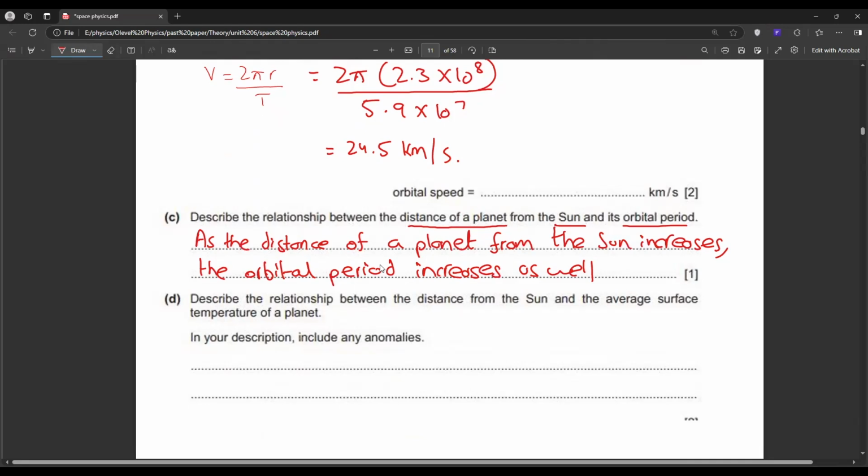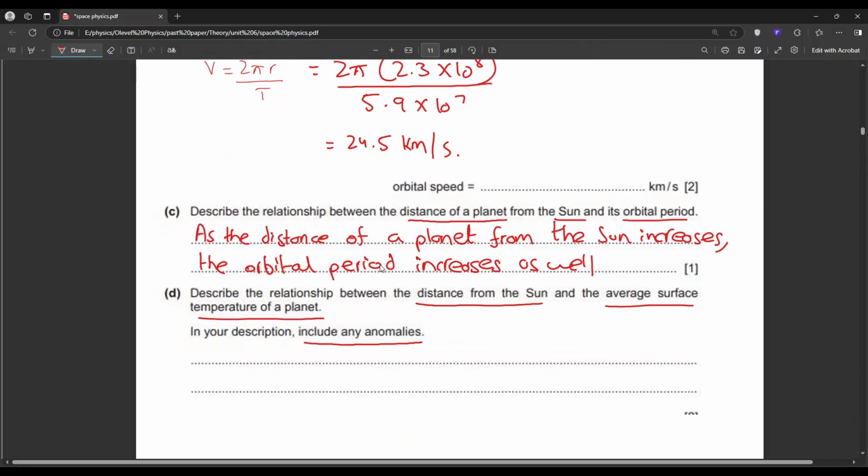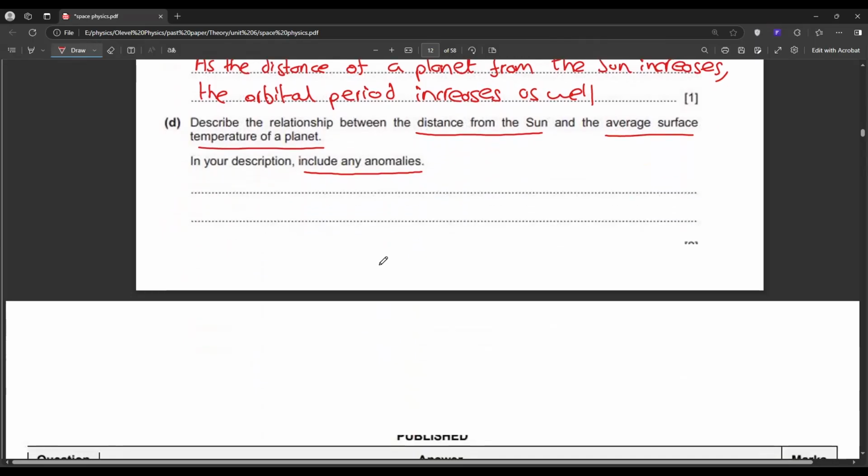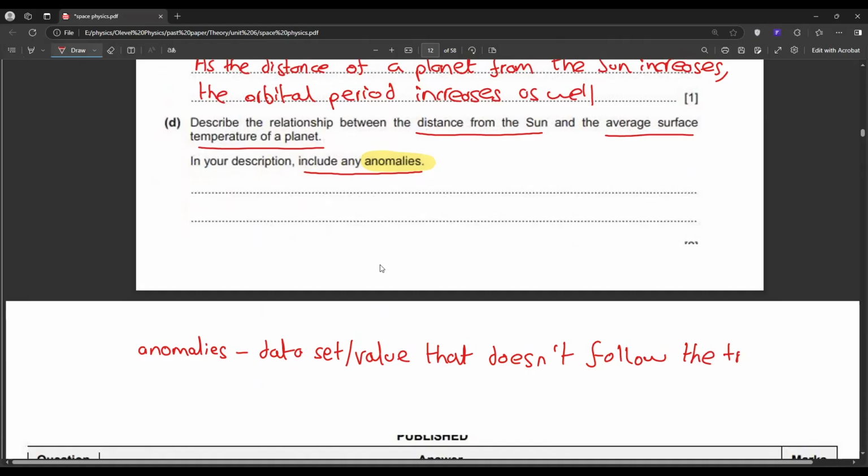Let's further move ahead. Describe the relationship between the distance from the sun and the average surface temperature of a planet. In your description, include any anomalies. Okay, so what are anomalies? Let's first of all discuss this. What is this difficult English word? Anomalies. Anomalies are a data set or data value that doesn't follow the trend.